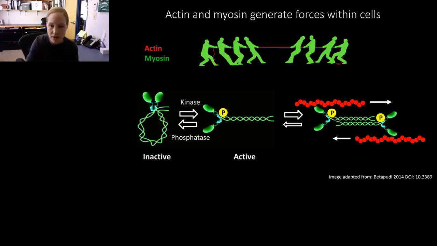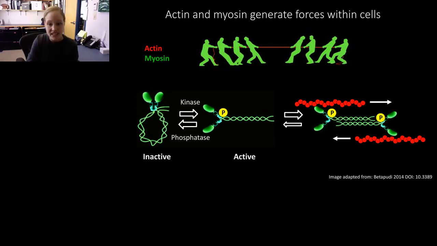In non-muscle cells, myosin activity is tightly regulated by phosphorylation. When the myosin regulatory light chain is not phosphorylated, such as is shown here, it is kept in this inactive conformation. It cannot interact with actin and it cannot produce force. However, upon phosphorylation, it adopts this active conformation and can form bipolar filaments, which then pull on actin, slide actin, and produce forces. That is how myosin activity and contractility are regulated at the molecular level.